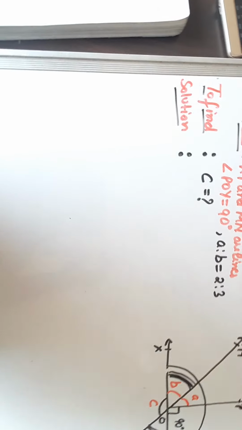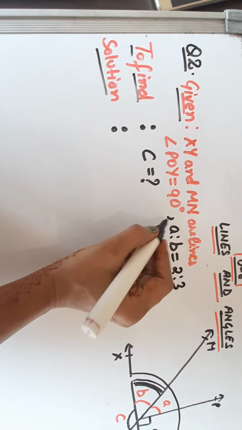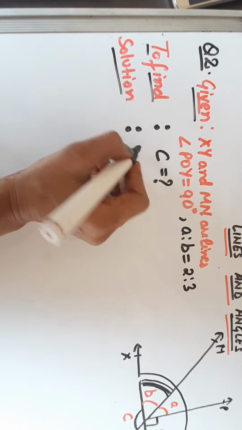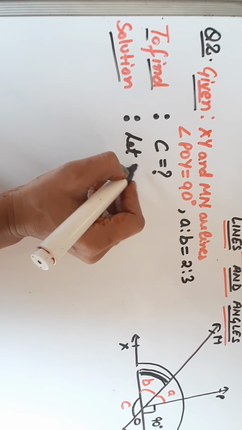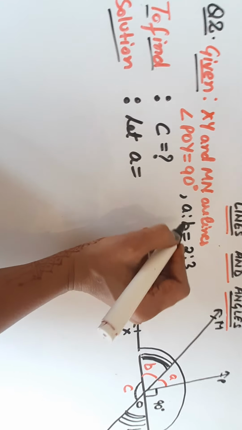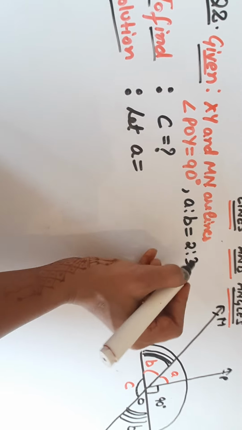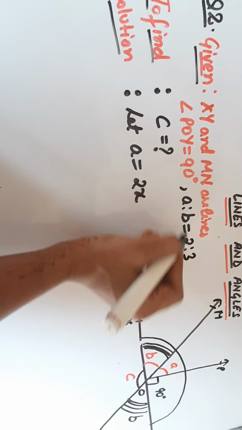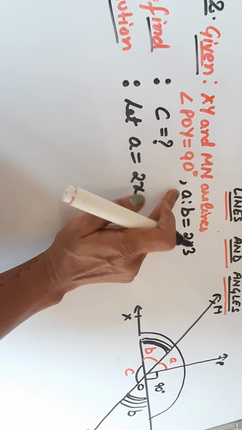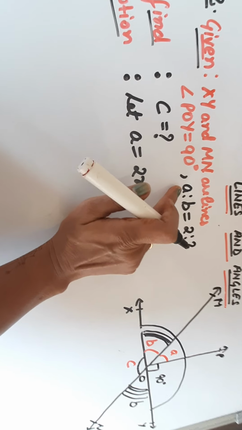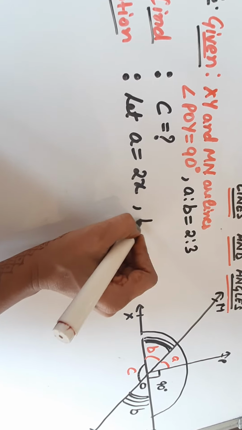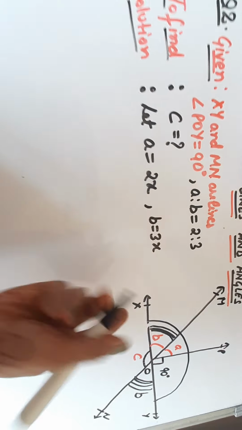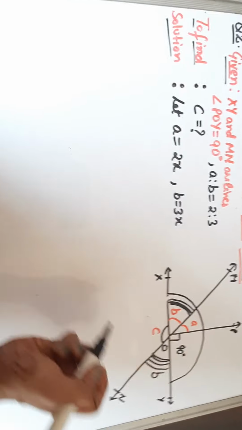Whenever this ratio is given to us, that means something is given about these angles. So whenever a ratio is given, we will assume the angles as: let A is equal to, child, whenever a ratio is given, we put a constant along with it, like 2x. Let A is equal to 2x and B is equal to, this does not mean that A is equal to 2 and B is equal to 3. It means A is equal to 2x and B is equal to 3x. We have to take some constant along with it.